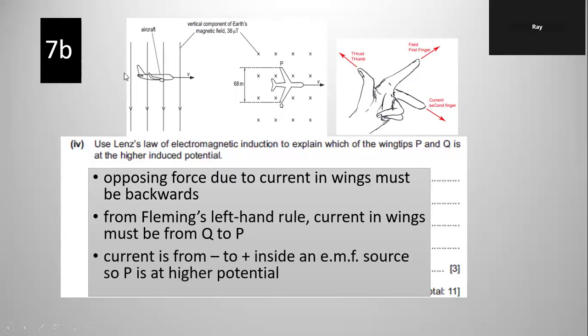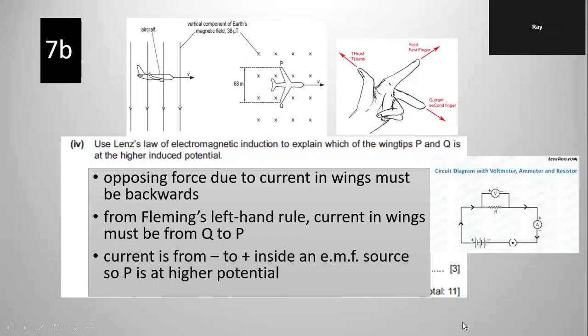Right? But remember this is a battery. The current is from negative to positive inside the EMF source. So P is at a higher potential. Remember that we are looking inside the battery itself, not outside the battery. Outside the battery is positive to negative. Inside the battery is negative to positive. The current is flowing from Q to P. So P is at a higher potential. Okay or not? Okay.